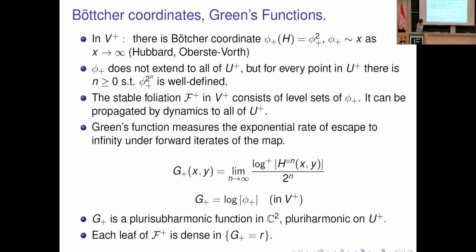And if we take these leaves, we can propagate them by dynamics. Each leaf is C. When you propagate it by dynamics, you don't change G plus, so it stays in the same level set, G plus equals constant. And it's dense there.